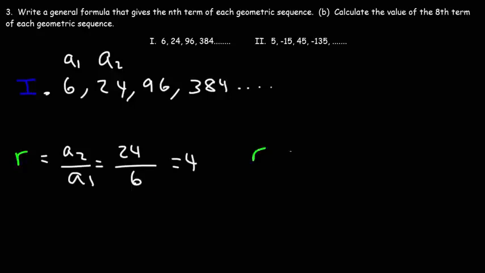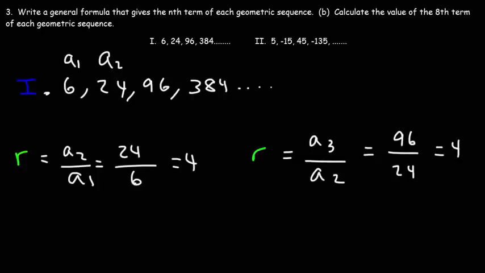Now, just to confirm that this is indeed a geometric sequence, let's take the third term and divide it by the second term, not the first one. So 96 divided by 24. And that is also equal to 4. So we have a geometric sequence here.